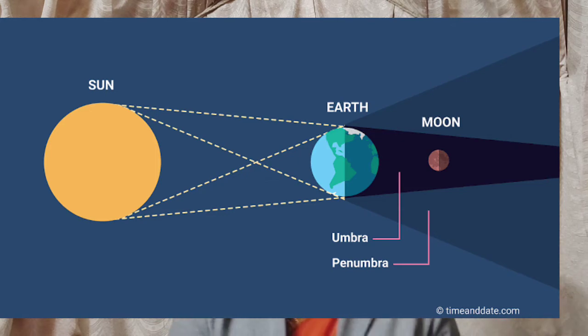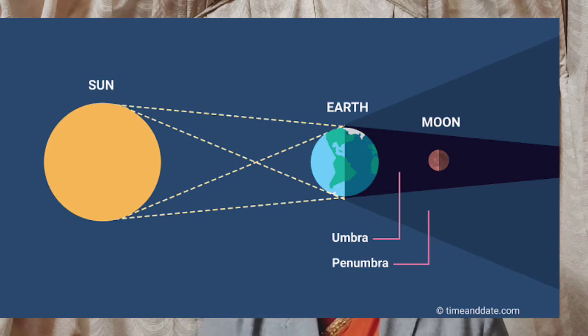What is happening? The earth is casting its shadow on the moon, and it stops the light of the sun from reaching the moon. Hence the moon cannot be seen, partly or as a whole. So this is called a lunar eclipse.